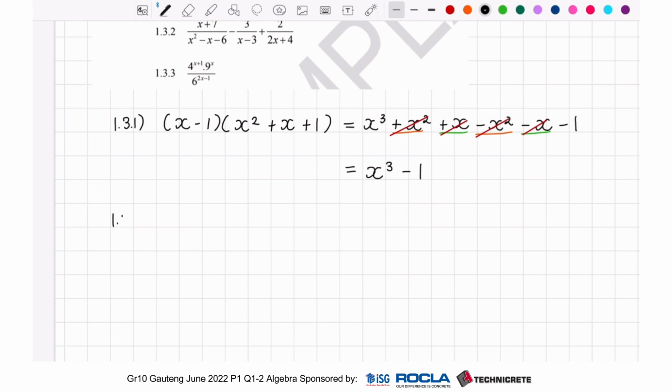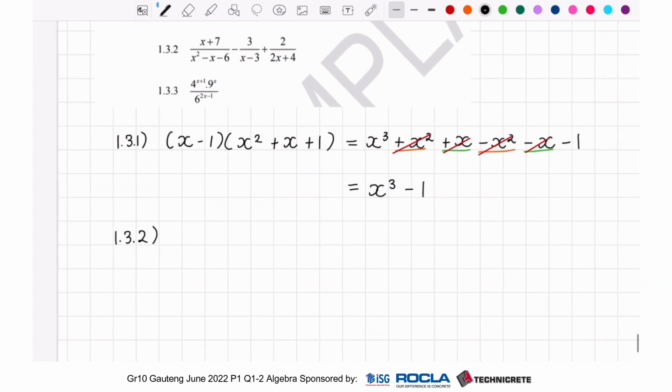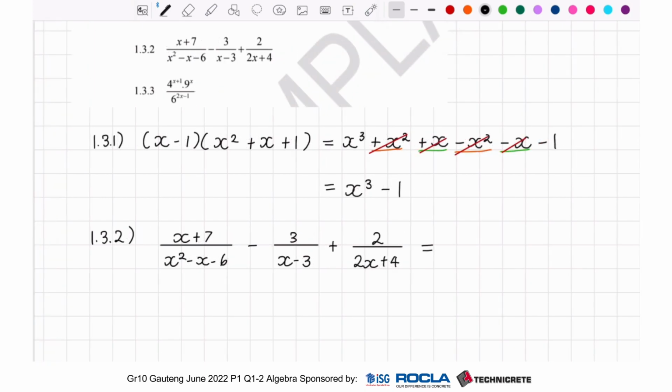For the next part, 1.3.2, we're given some fractions with expressions of x. So since the question is asking us to simplify, that means that I want to end up with one fraction. And to end up with that one fraction, I'm going to have a common denominator between these three so that I can add my numerators together.